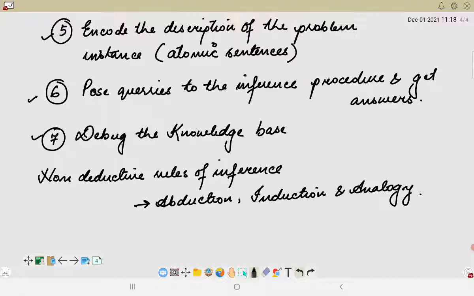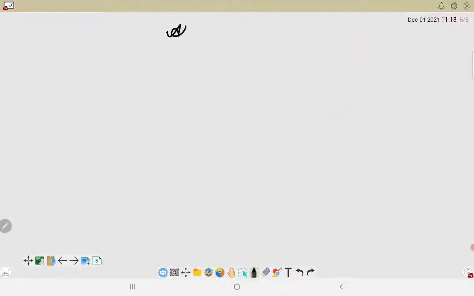Let us first complete abduction, induction, and analogy. So first of all, let us consider abduction. Now this abduction, induction, and analogy is an addition to the already existing rules of inference which we discussed in our last video. Talking about these non-deductive rules of inference, first of all we have to understand that these rules are followed to arrive at a conclusion, in order to take a decision which is most likely to be valid or correct, though not guaranteed to be so.